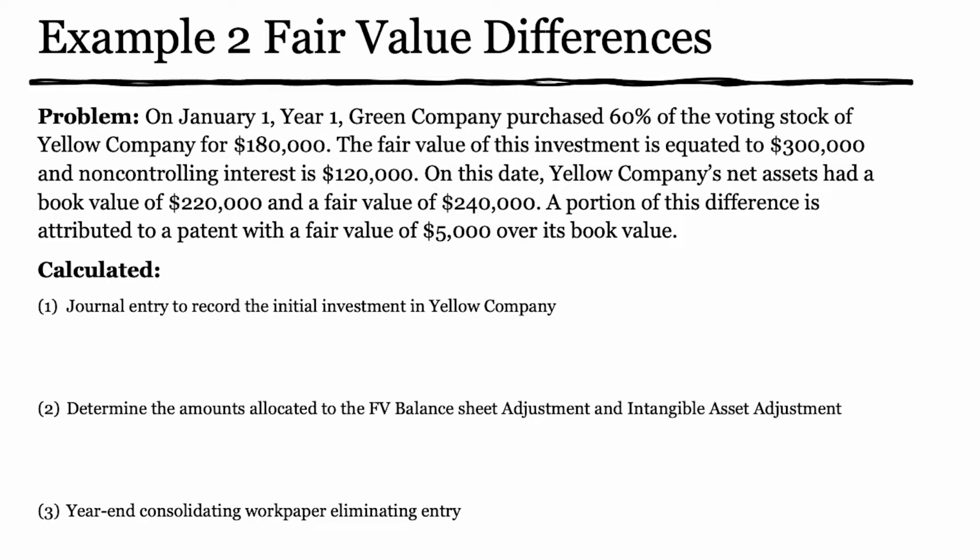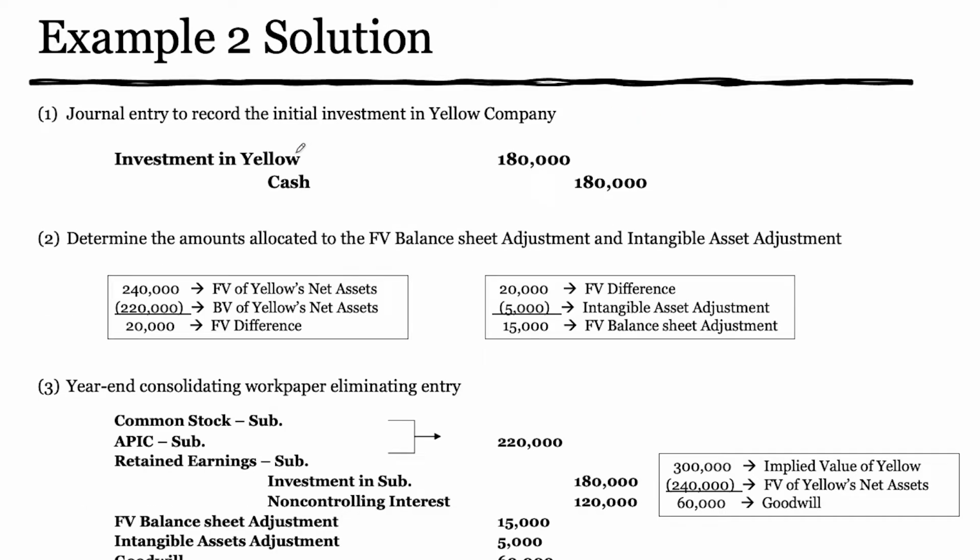Focusing on the first question, to record the initial investment, again, this is just remembering journal entries. It gives us in the problem that Green Company purchased 60% of the voting stock, which is anything over 50, consolidation method, of Yellow Company for $180,000. So taking a look at our solution here, we know we're going to debit investment in Yellow for $180,000 and credit out cash since we purchased this investment for cash of $180,000 as well.